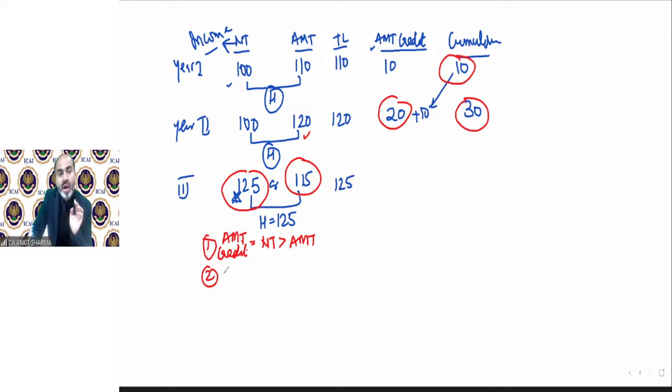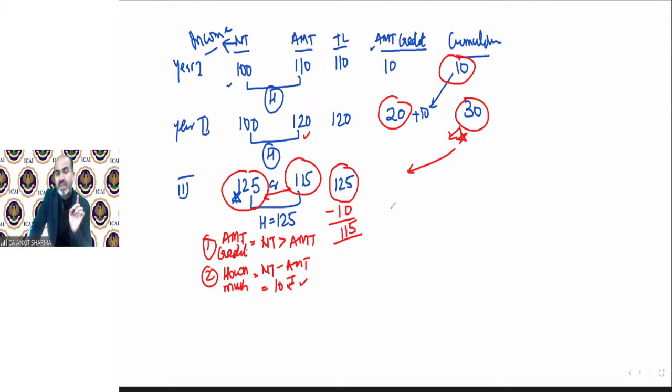How much AMT credit can we utilize? In this year, we need to pay 125 rupees, and we have the credit of 30 rupees. But we cannot use the whole 30 rupees credit. How much credit can we utilize? The difference of AMT tax and normal tax of this year, that can be claimed out of the AMT credit. That is 10 rupees. So out of this 30 rupees, we can only utilize 10 rupees as AMT credit. So we need to pay cash tax of only 115 rupees.